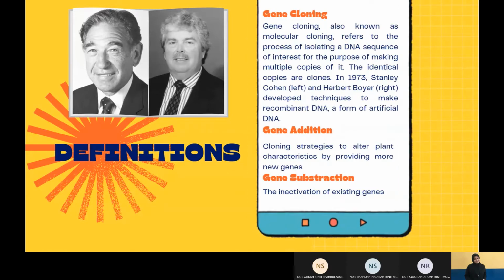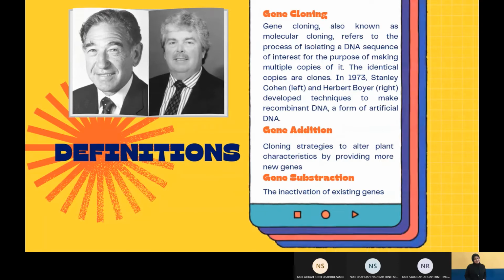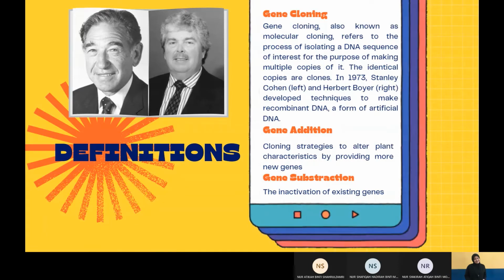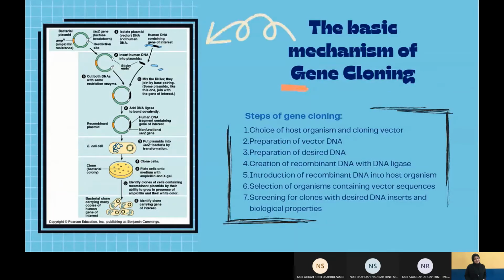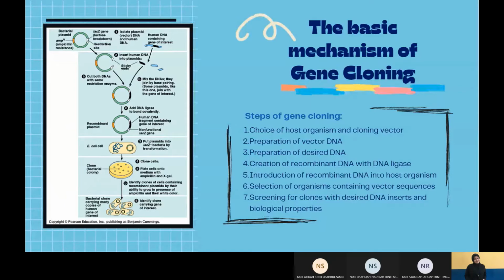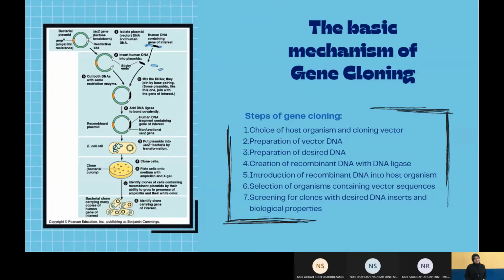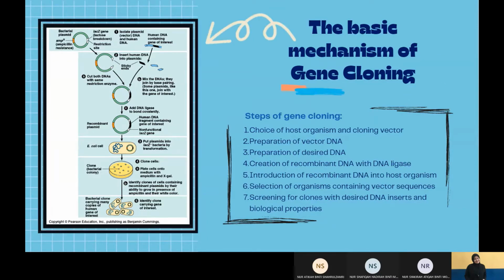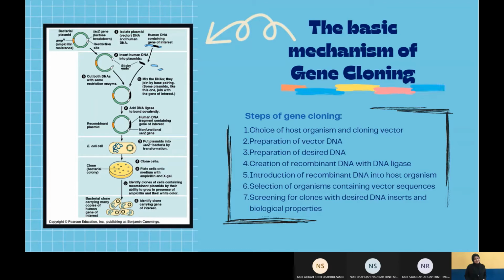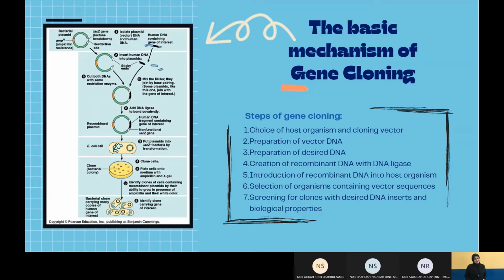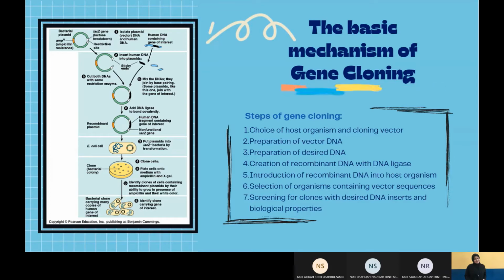Before we go into detail about the techniques of gene cloning, let me explain the basic mechanism of gene cloning. There are a few steps of gene cloning. The first is the choice of host organism and cloning vector. The host organism and cloning vector will be chosen prior to gene cloning. For example, in this diagram, the host organism is the E. coli cell, while the cloning vector is the bacterial plasmid.